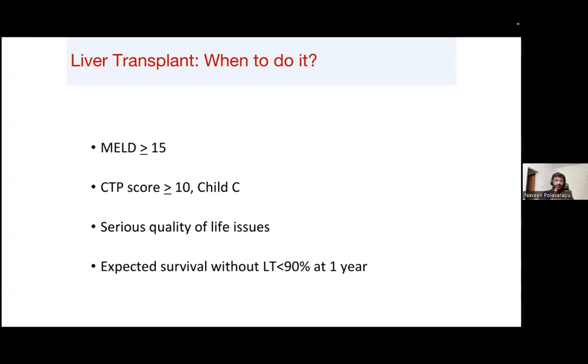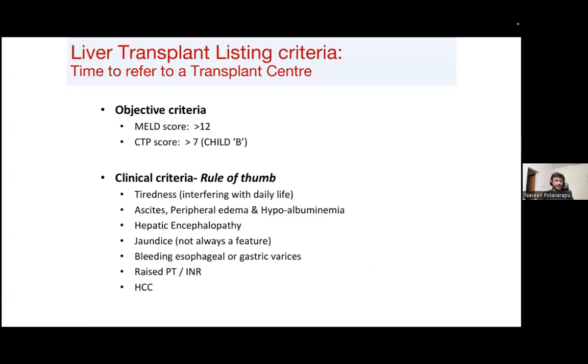that itself is an indication for liver transplantation. And if you expect the survival rate without transplantation to be less than 90% at 1 year, that's definitely an indication for liver transplantation for these patients. And as I mentioned here, a MELD score of about 12 is what we generally say is the criterion to refer patients to a transplant center.